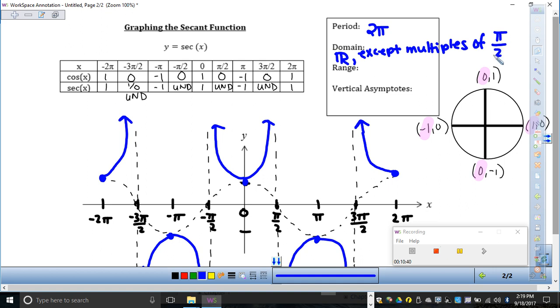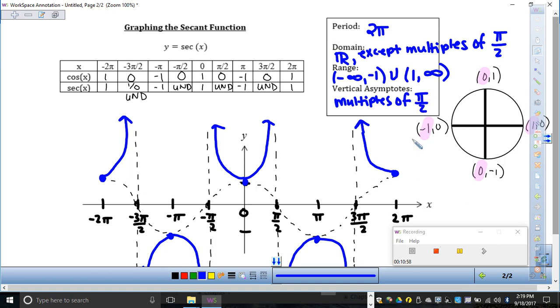The range is exactly the same as what we said for cosecant. It goes from -infinity to 1. There's a big gap, and then it goes from 1 to infinity. And the vertical asymptotes are those multiples of pi over 2.